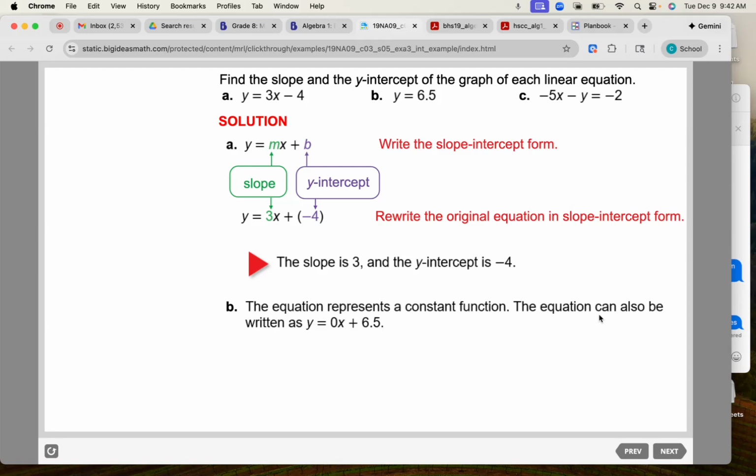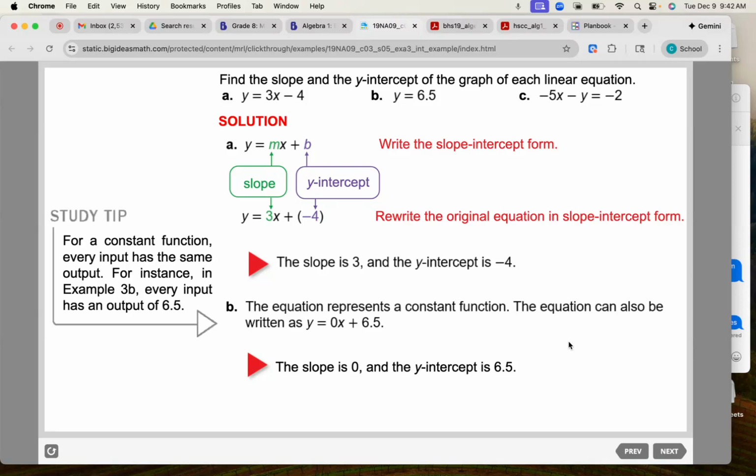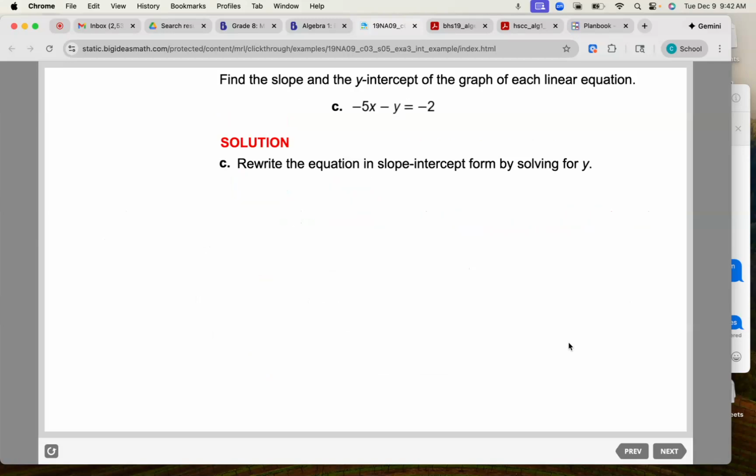All right. B. What's my slope for B? 0. What's my y-intercept? 6.5. Eliana, join in the yelling here. For C, is this in slope-intercept form? No, it's not. We might want to do that before we shout it out.